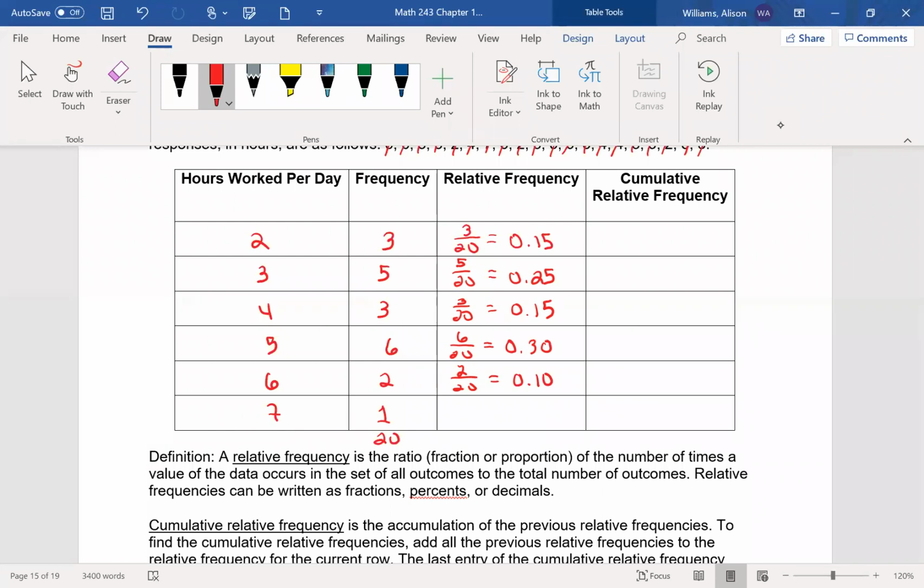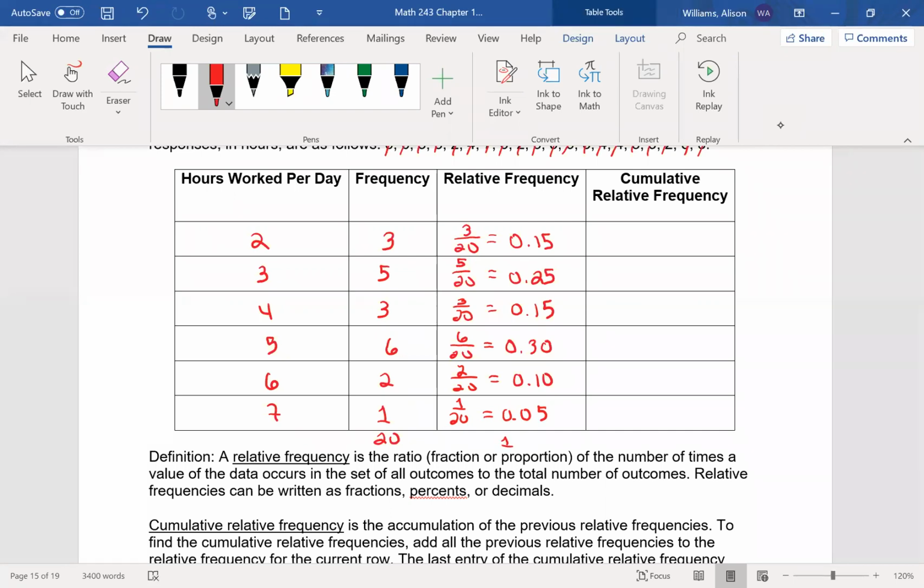I'm just thinking of them as percentages. And then 1 out of 20, that's going to come out to 0.05. All right, so there we go. And those should add up to 1, because if we're talking about percentages, it should total to 100%.